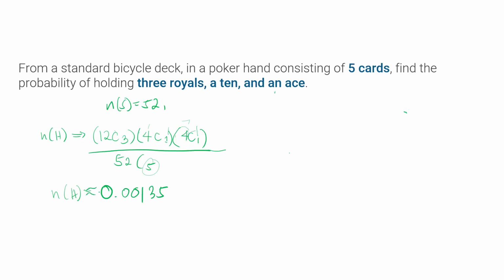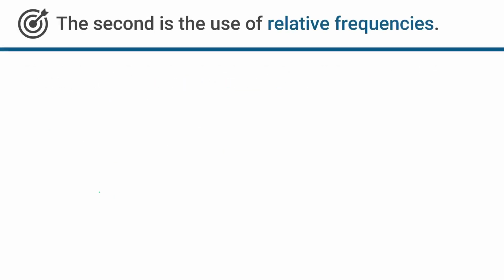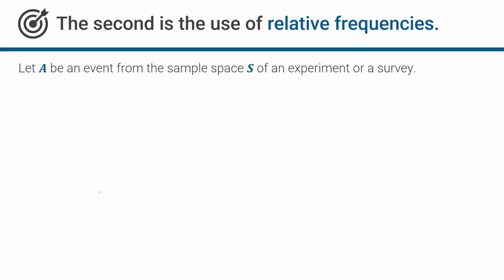Alright? Okay, so let's have the second use of probability. The second is the use of relative frequencies. This one is uncommon naman siya. So we have frequency. So FA represents the number of observations that belong to event A. FS represents the total number of observations in the experiment or the survey. So let's say, for example, we have a collection of balls, mga bola. And then, total number of balls is equal to 20.